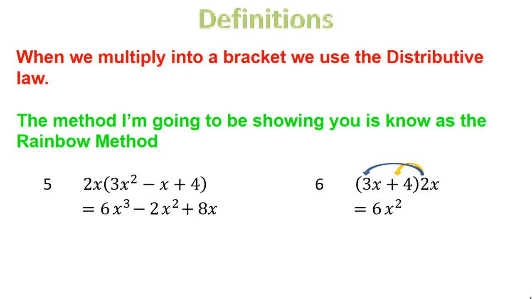Now we look at the yellow part of the rainbow. 2 times plus 4 gives me plus 8, and then x. Very easy.